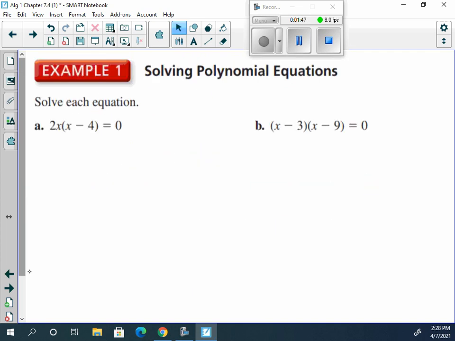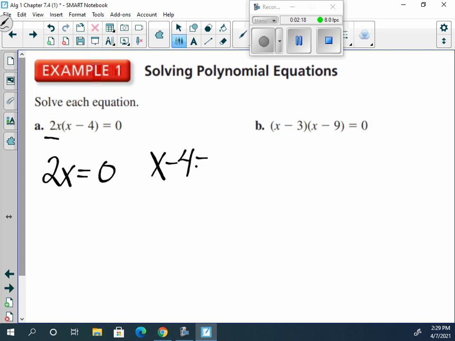So when we look at these problems here, like the first one on the note sheet, we have 2x times x minus 4 equals 0. So here I have two things multiplied together that equal 0, yes? So because of the zero product property, it means that one of these has to be 0, yes? So we're either saying that the first thing, which is 2x, is going to be equal to 0, or that x minus 4 is equal to 0. One of them has to be 0.